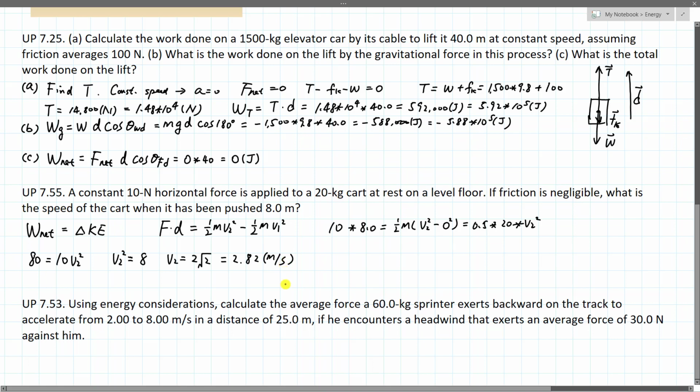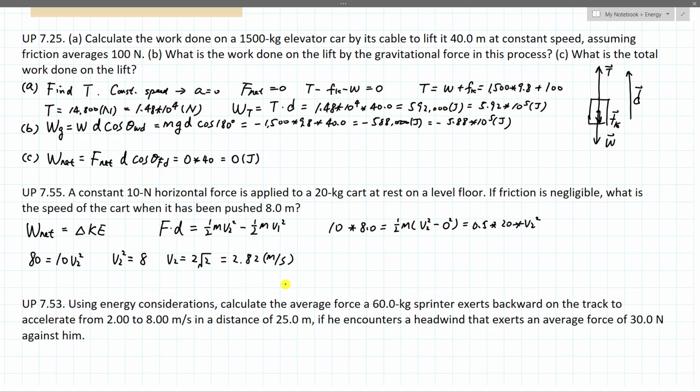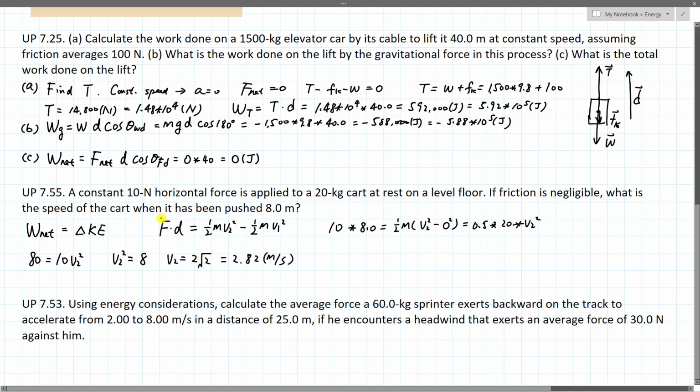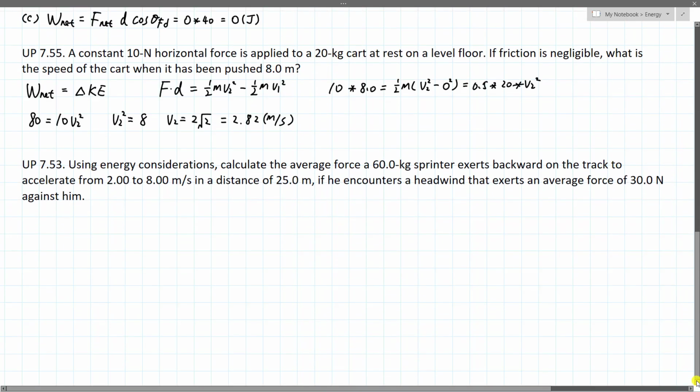Okay. So in this question, we just applied the most basic form of the work kinetic energy theorem. On one side, we have information about the force and the displacement. On the other side, we know the mass and the initial speed, so we can find out the final speed. So this is our formula right here. Let's go ahead and do one more question like this. This one is 753.